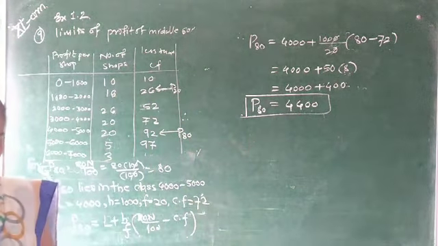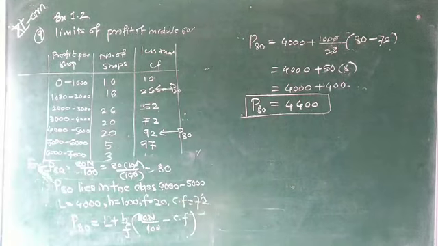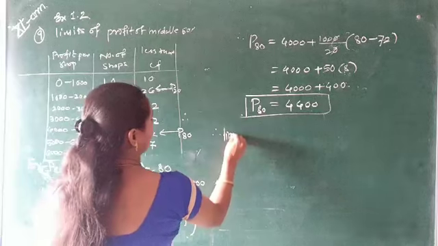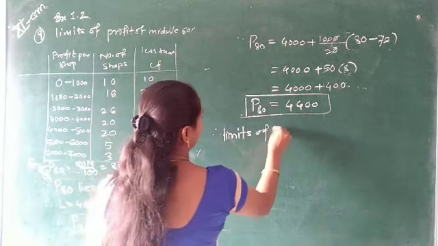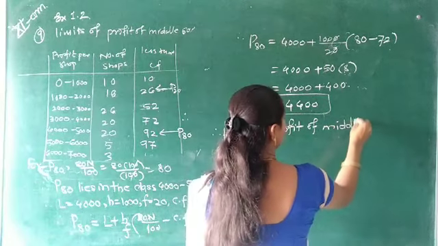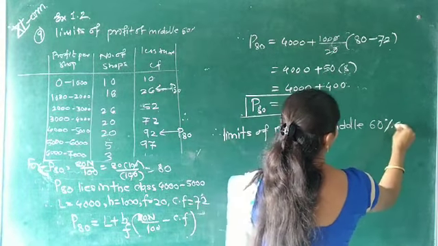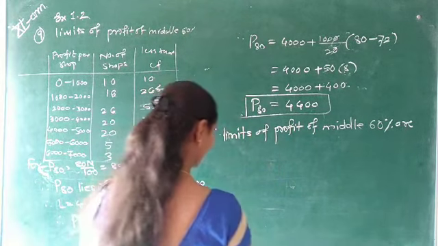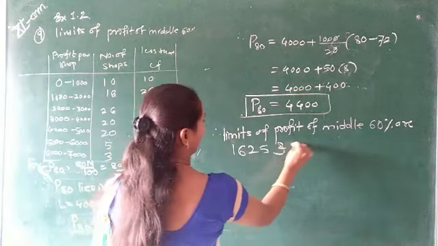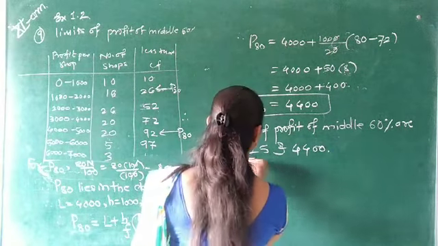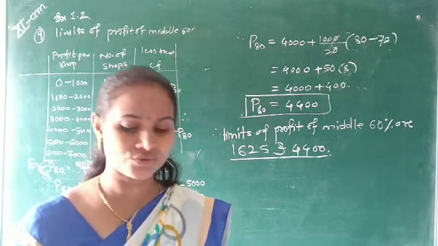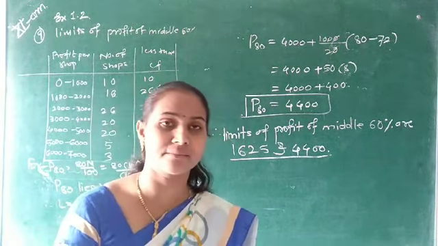Therefore, the limits of profit of middle 60% are 1625 and 4400. This is the limits of profit of middle 60%. Now see, you should try our last question in exercise number 1.2.